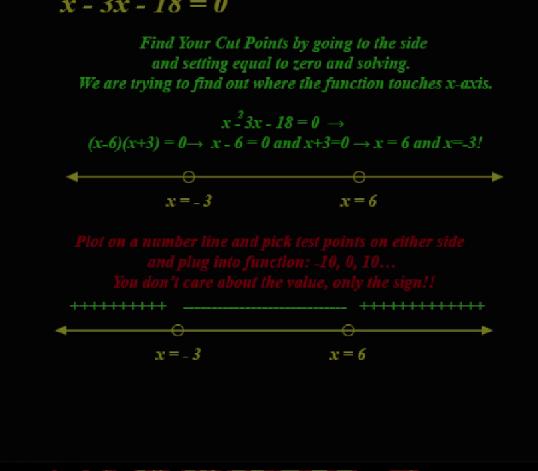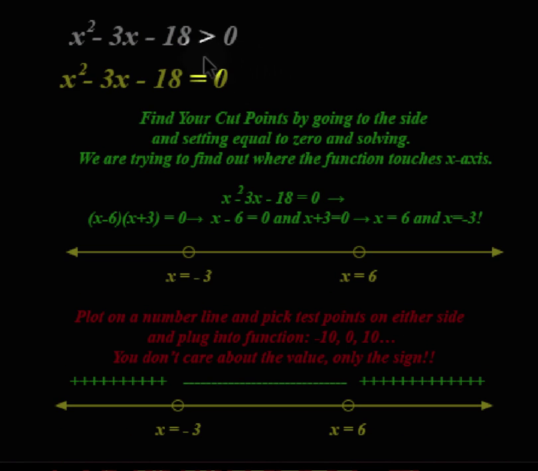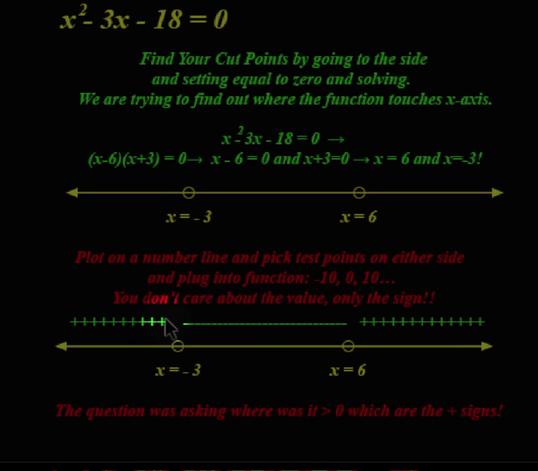So what was this question asking me for? Well, this question originally, if you remember, was asking me about greater than 0. If we go up to the very top, this was saying, where is this function greater than 0? Well, that would be indicated by the plus signs. We would start far left, the smallest number in the world, negative infinity, and then read it left to right like a sentence, and we would stop being positive right here at this cut point of negative 3, and then pick back up at 6, and then go to the right to positive infinity.